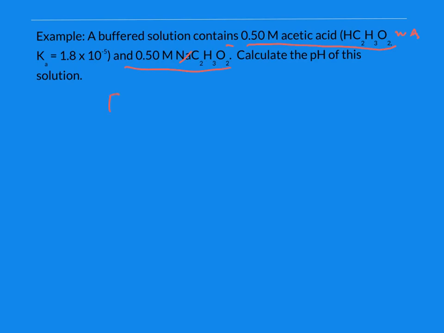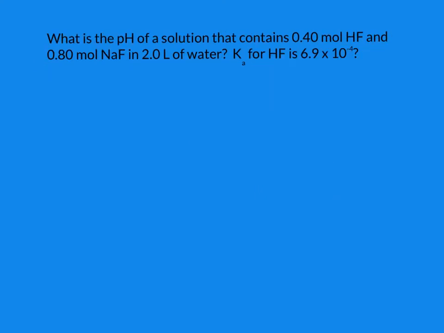So all I have to do is fill in my Henderson-Hasselbalch equation. H plus is Ka times the concentration of the acid over the base. So that's obviously 1.8 times 10 to the minus 5 molar H plus. Take the minus the log of that, and you get your pH is 4.74.